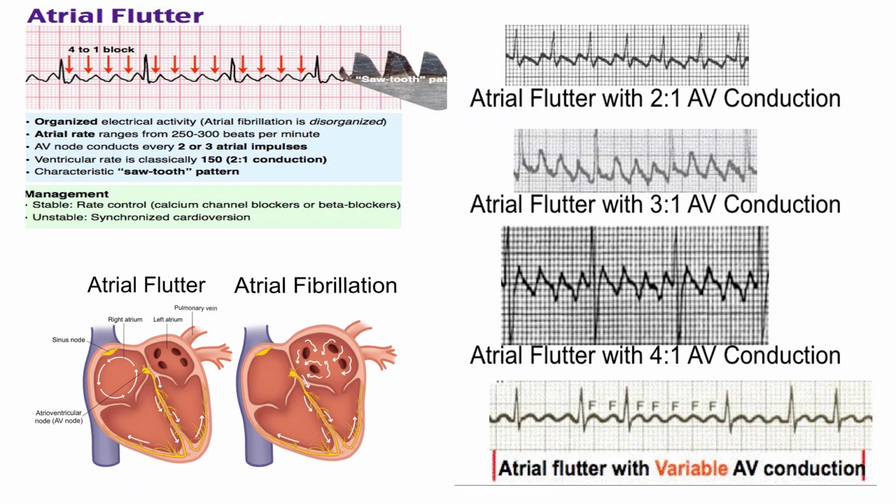Now, the higher that your conduction ratio is, for example, a 4-to-1 is going to have a much higher atrial rate than a 2-to-1. And your atrial rate is generally anywhere from 250 to 300 beats per minute. And that's okay as long as your ventricular rate is going to be under 100. You don't want that rapid firing of that ventricular rate, because when that happens, you don't have any cardiac output.